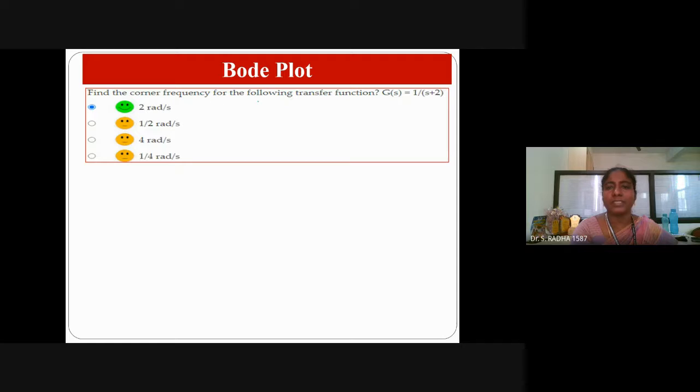Find the corner frequency for the following transfer function. So we have G of S given as 1 by S plus 2. Whenever we find the corner frequency, the transfer function should be in time constant form. Only then can we calculate the corner frequency. In time constant form, you have to convert this to 1 plus ST form. So I'm taking 2 as common, and we will have 1 plus S by 2.